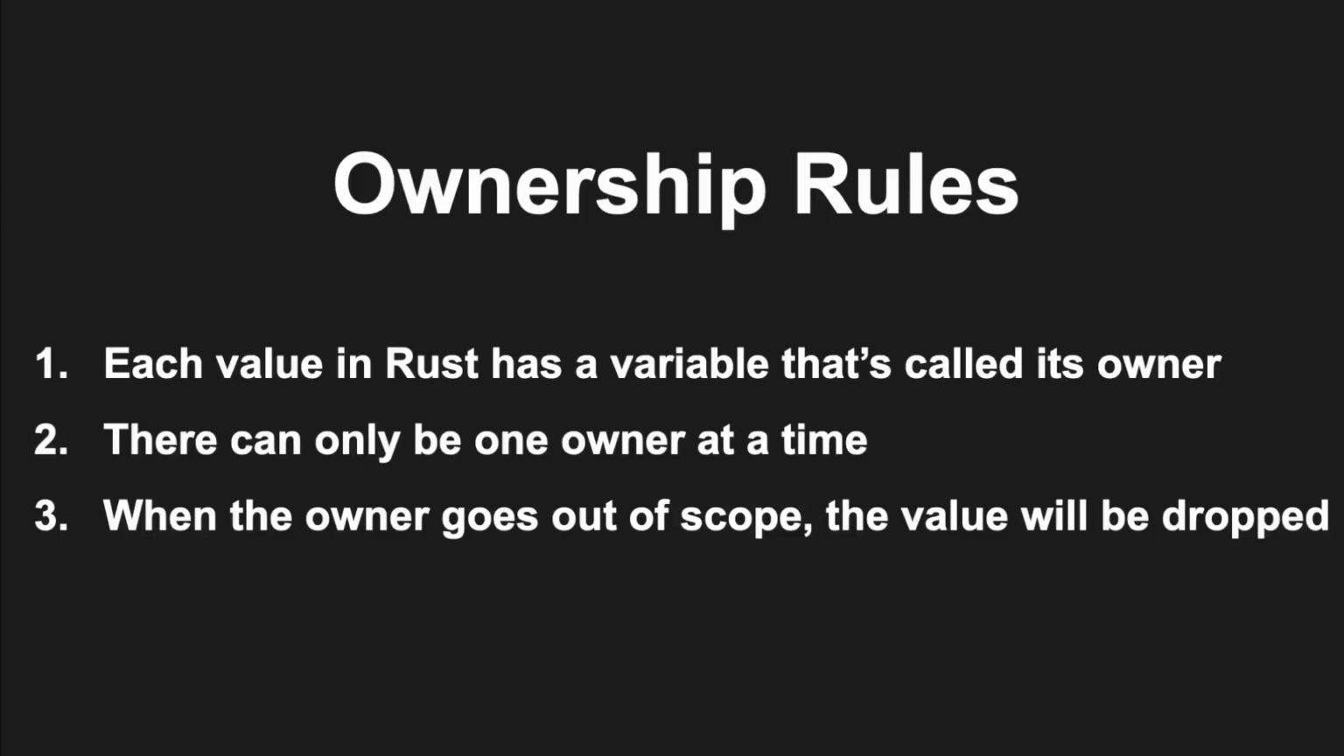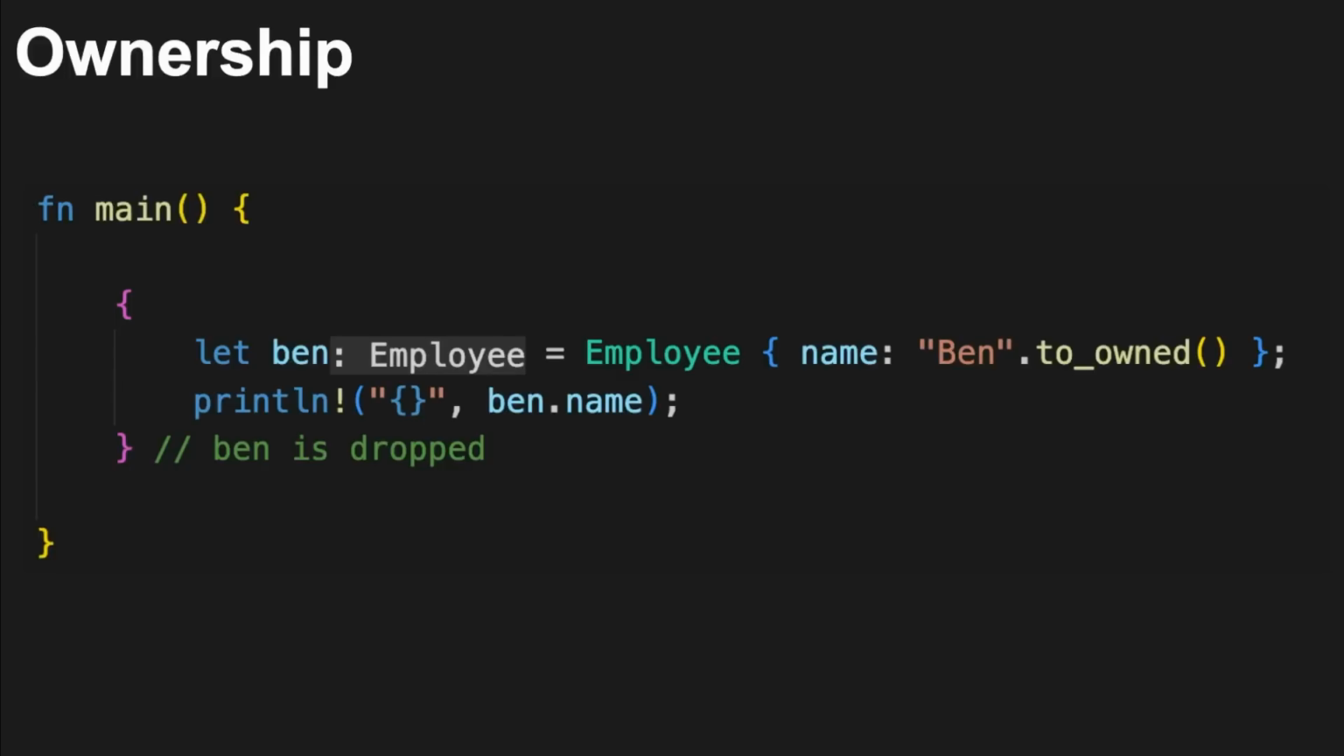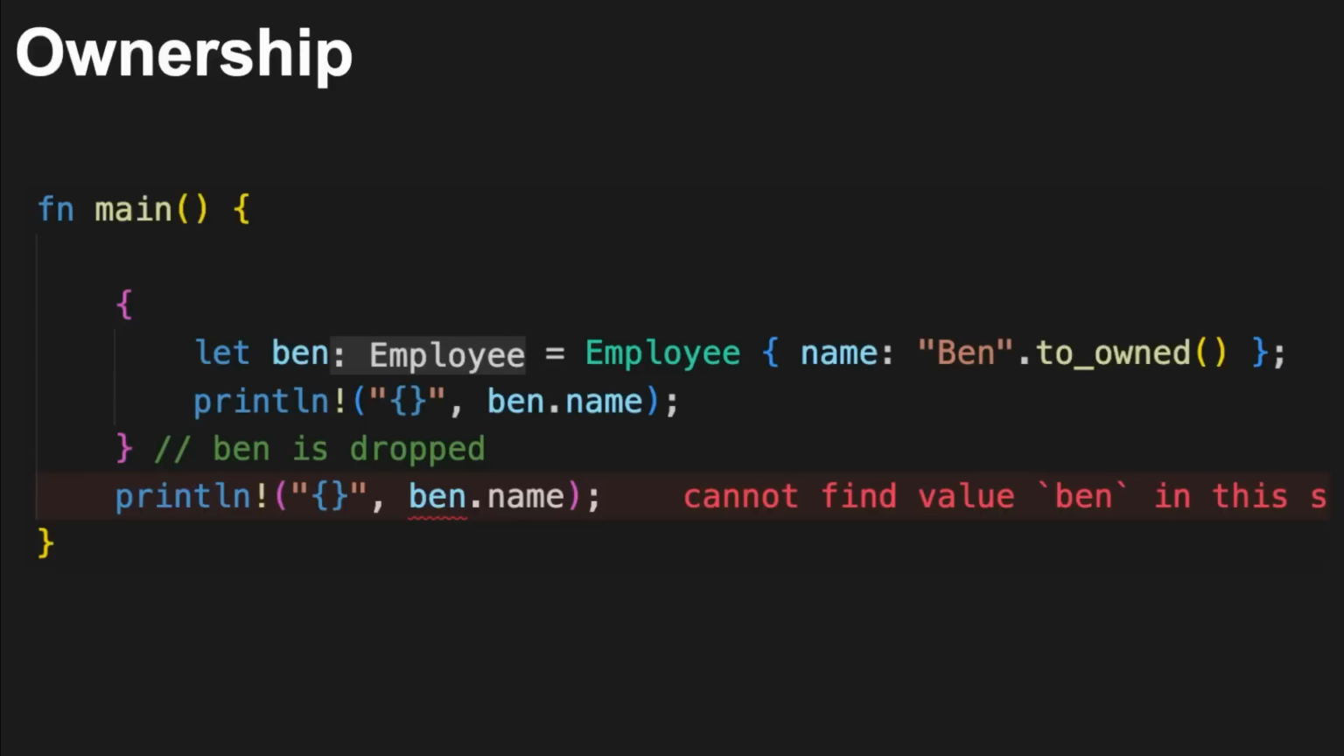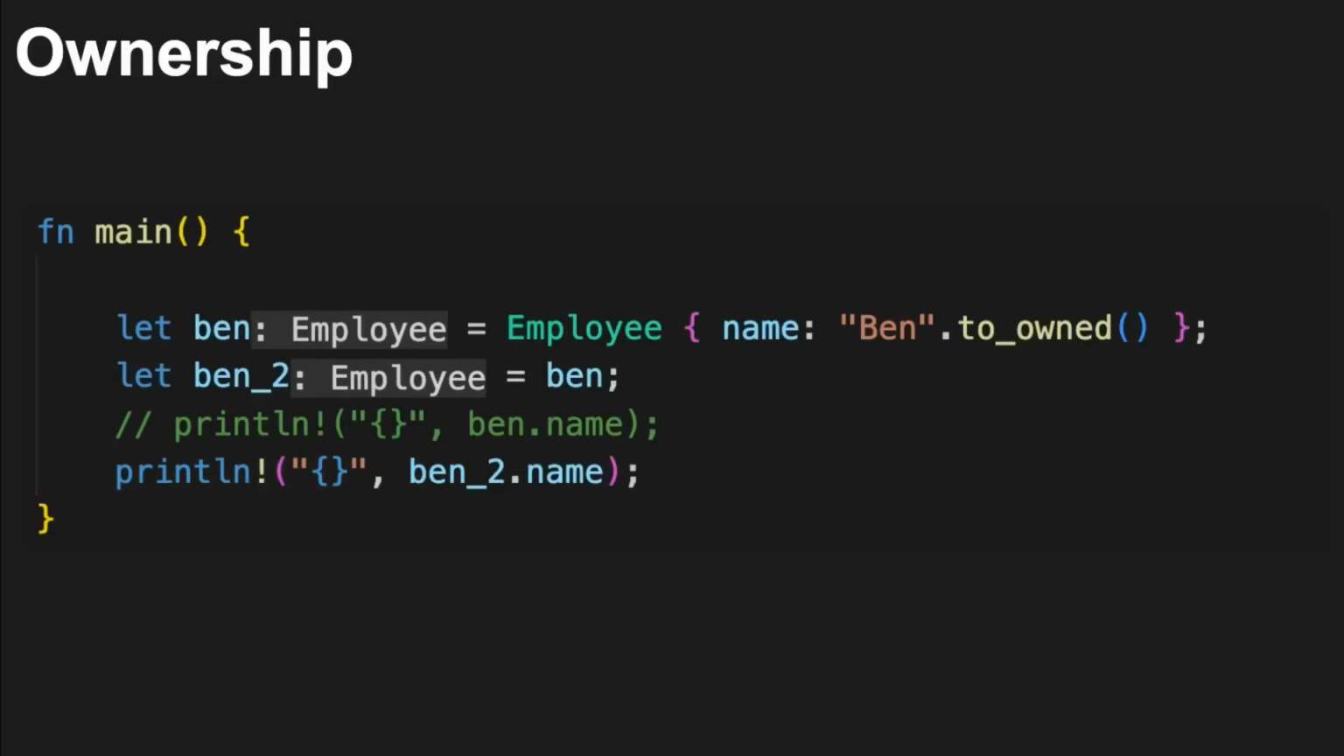Let's take a look at an example. In this example, we see a variable named Ben defined within an inner scope. Ben owns an instance of an employee. After the println statement, the inner scope ends and Ben goes out of scope, which means that it will be dropped and the employee instance will automatically be cleaned up. If we tried to print Ben's name after the inner scope ends, we would get a compile time error. The ownership model allows Rust to automatically clean up memory for us and prevents us from using memory after it has been cleaned up.